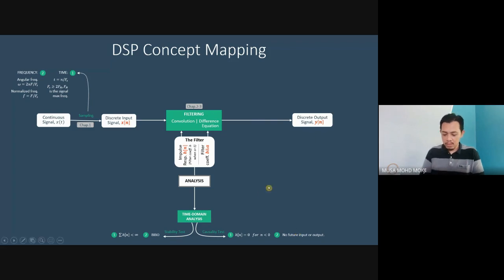And then what's next? Last Tuesday, we have done this also, chapter 4, which is the Z plane. So we do Z transform. We already know how to do Z transform. Z transform is just a summation of your impulse response multiplied by z to the power of minus n.